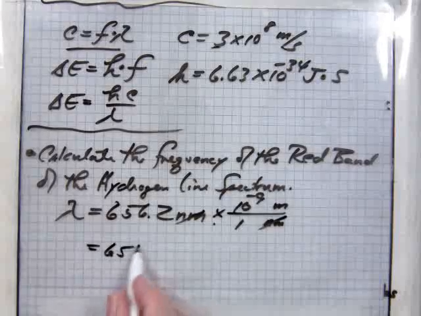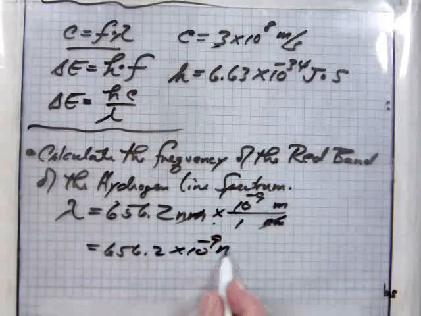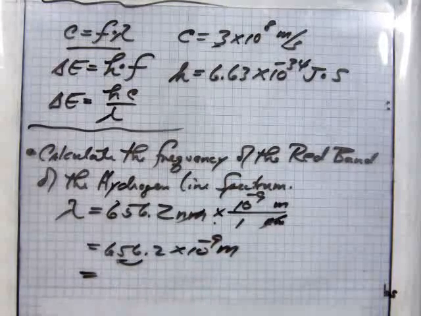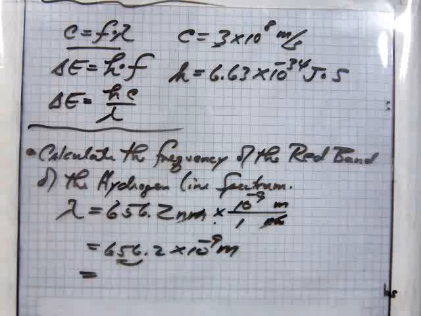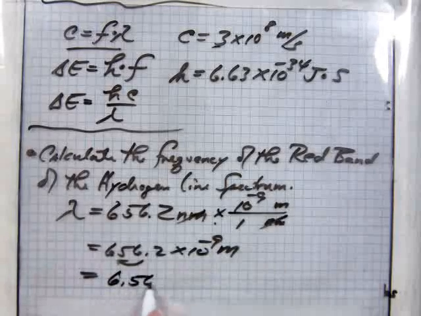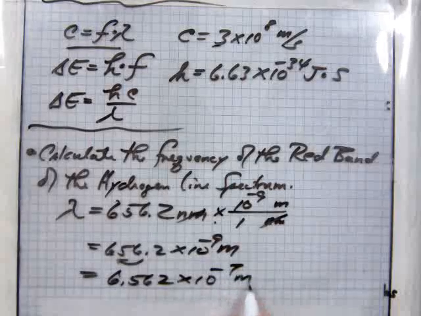And so we have 656.2 times 10 to the minus ninth of a meter. And moving the decimal 2 places to the left, we add back 2 decimal places to put it in standard form, and it comes out 6.562 times 10 to the minus 7 meters.